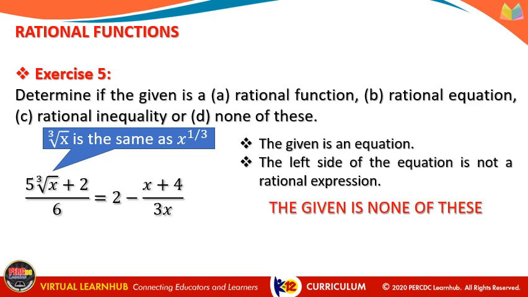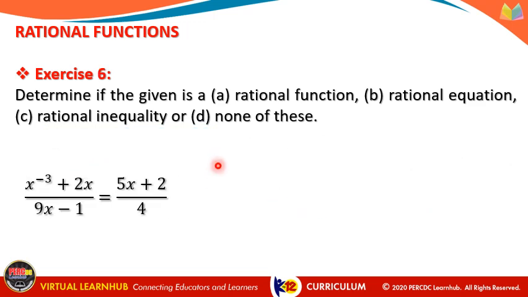All right, let's go to the second to the last exercise. What about x raised to negative 3 plus 2x divided by 9x minus 1? That is equal to (5x + 2)/4. Okay, you have two expressions na may equal sign sa gitna. Therefore, what we have is an equation. So, ang tanong, rational equation kaya siya?